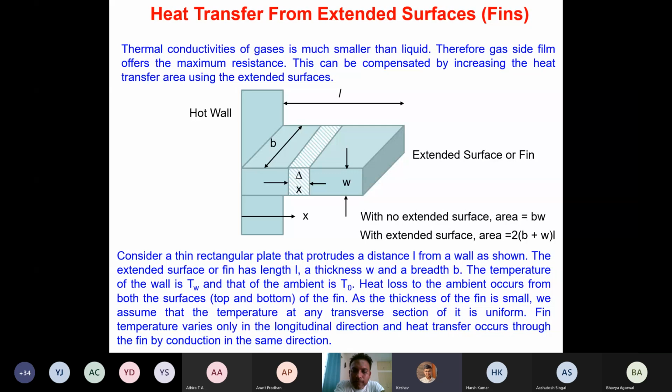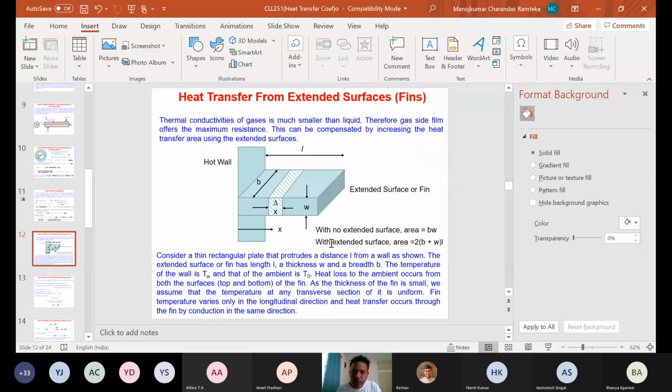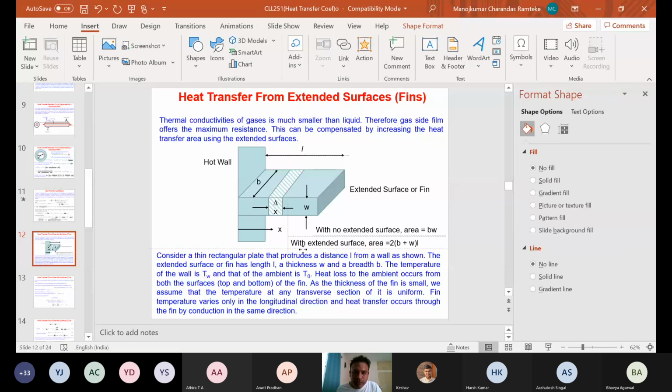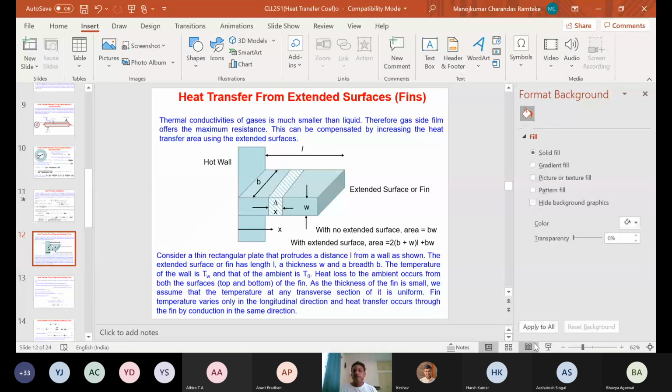Sir, in the extended surface, the BW term will also appear because that is also contributing to the surface. The BW term here, isn't it? That is what you are saying? Yes, sir. Yes, you are absolutely right. Correct. Thank you for correcting. Plus BW. Correct.